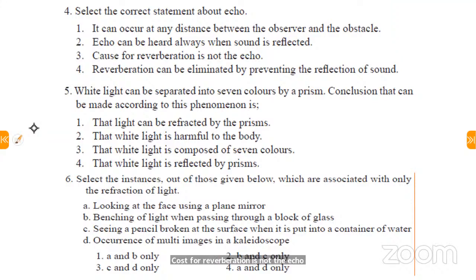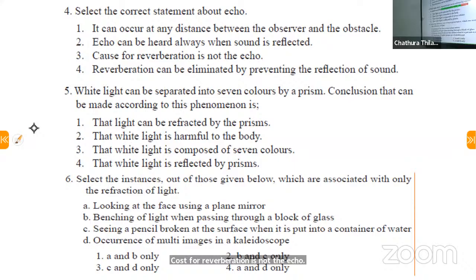Correct. Cause for reverberation is not the echo. Incorrect. Reverberation can be eliminated by preventing the reflection of sound. Oh, that's correct. We can stop reverberation by preventing the echo or reflection of sound.